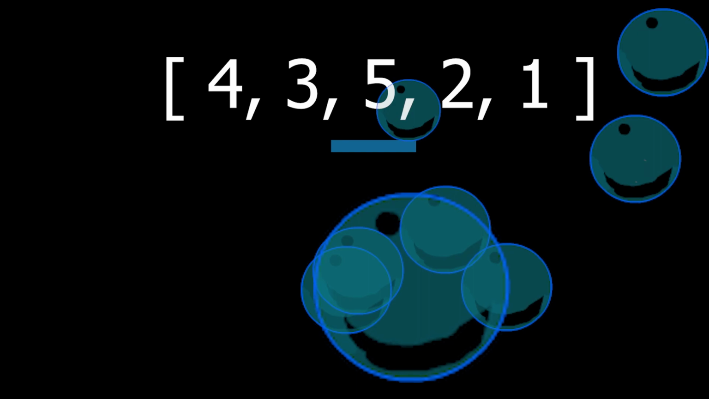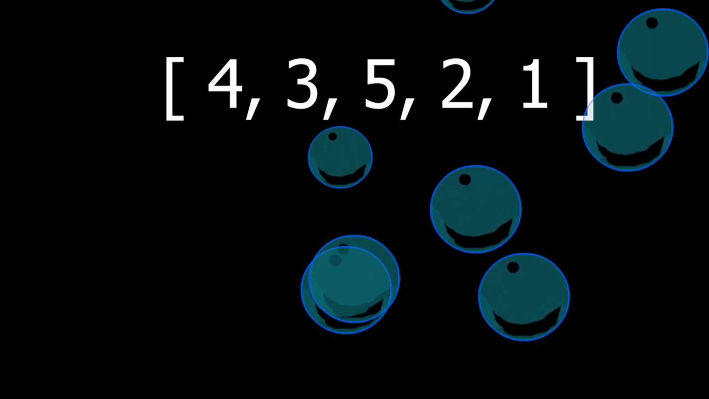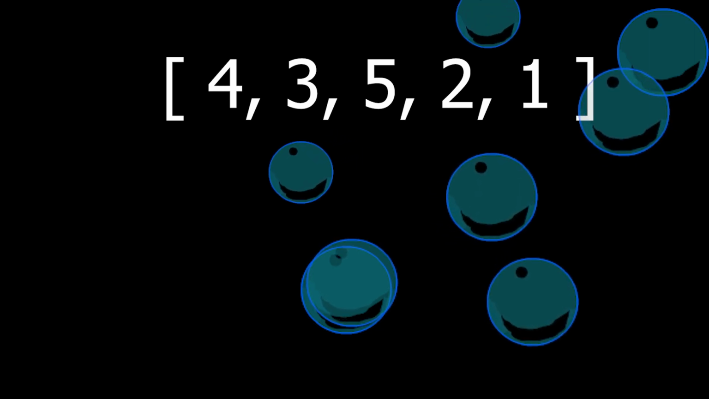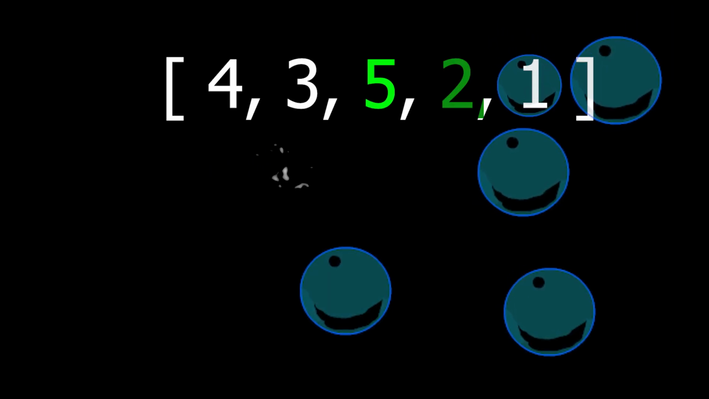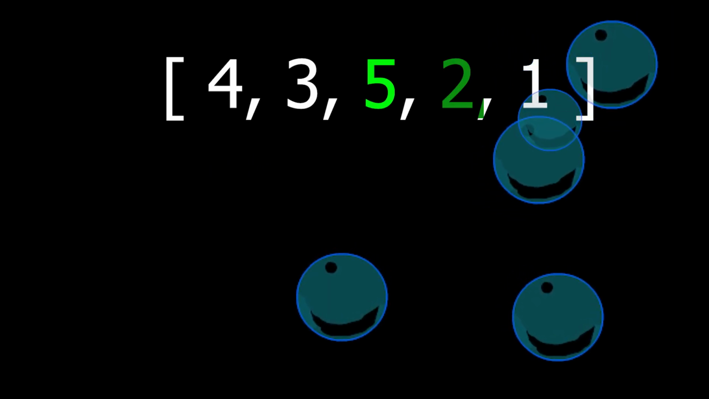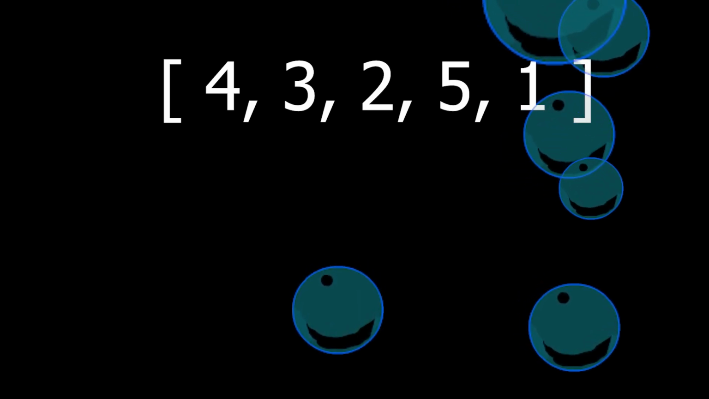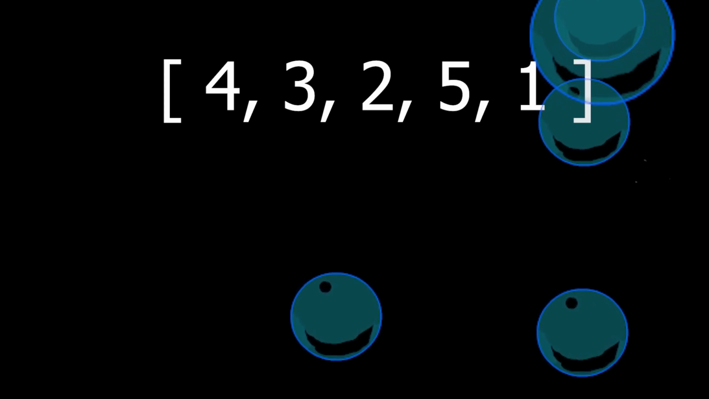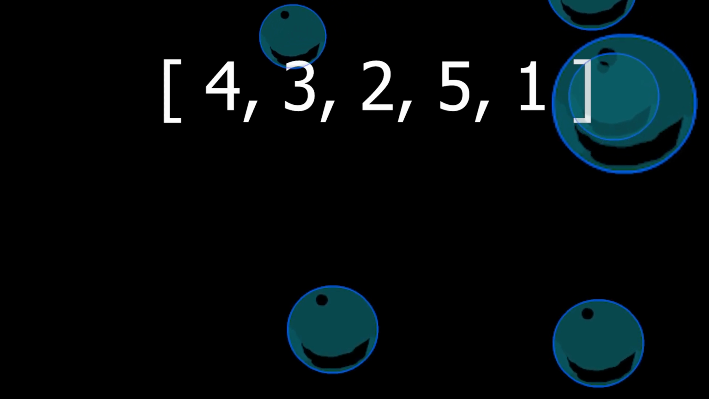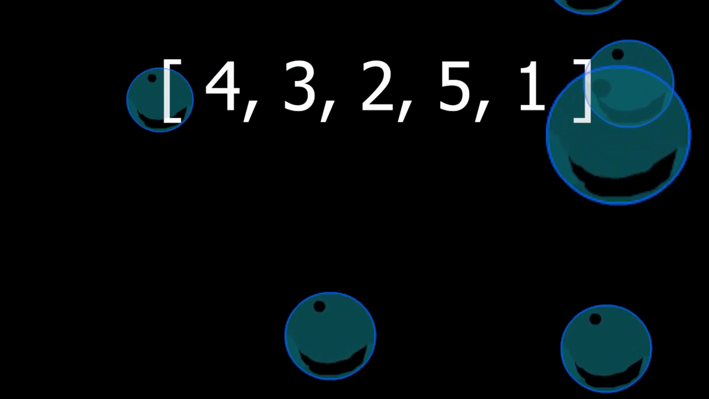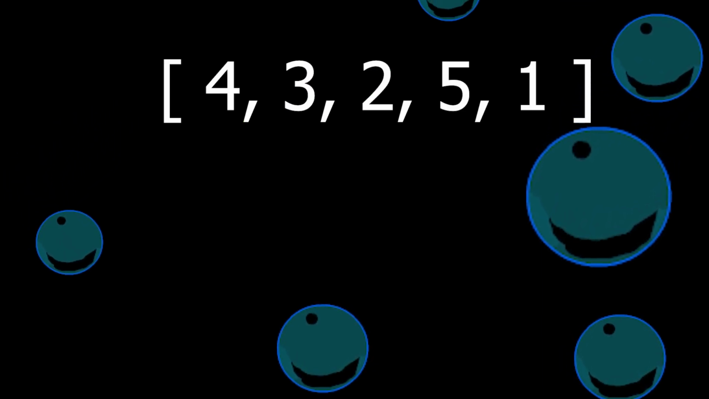And after comparing 5 and 3, we need to compare the third number and the fourth number, which is 5 and 2. And 5 is bigger than 2, we switch them up, and we move on to the next number in the list, which is the fourth number. And after we switch the numbers 5 and 2, the list is gonna be 4, 3, 2, 5, and 1.